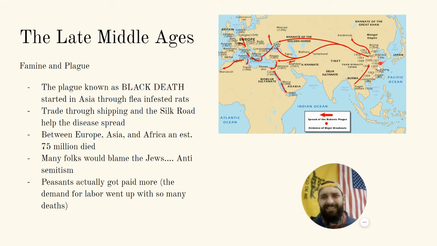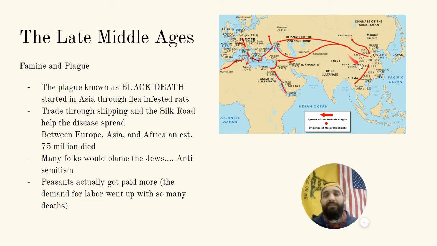So you have this disease starting in China, very similar to COVID-19 being suspected to have started in Wuhan, China. But the Black Death, the Black Plague, would start here in China and make its way along these various trade routes. This whole network is known as the Silk Road. Remember that from our China series. That's what these trade routes are called.